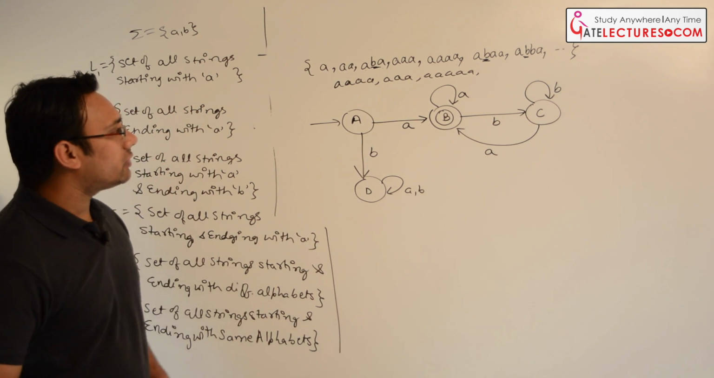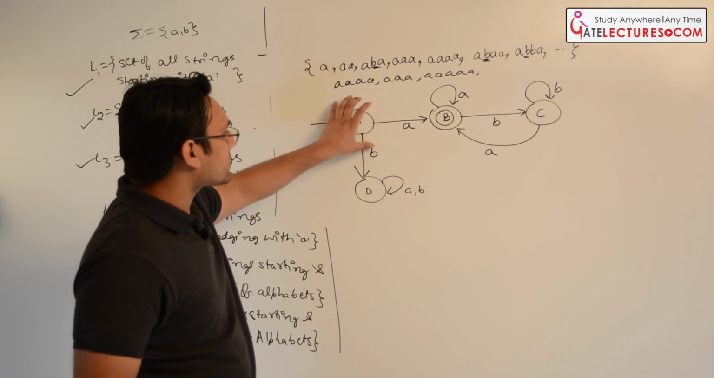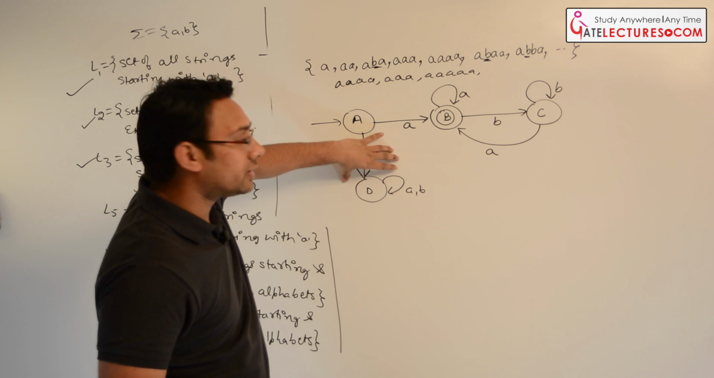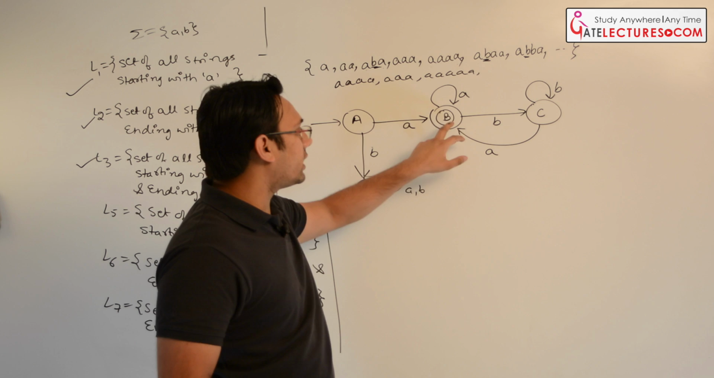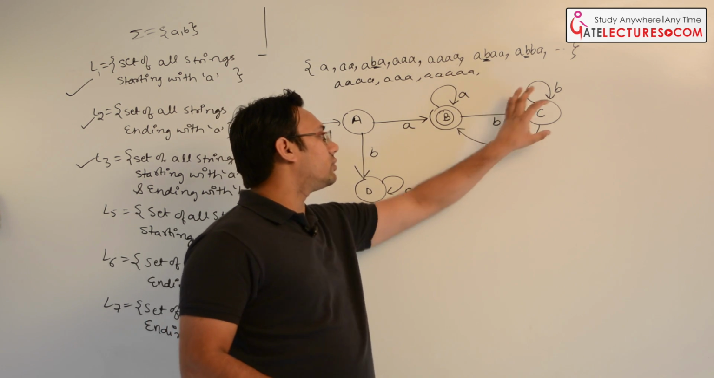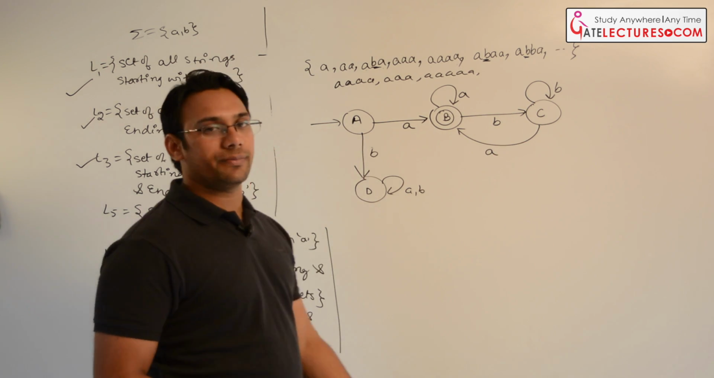Okay. Now here you can see what I have done. I have started the string with A. I have used this trap state. I have assumed that whenever I am going to get A, I will be at state B only. But if the string is not ending with A, then I will go to the state C. And if the string is ending with A, then I will always end up at state B.